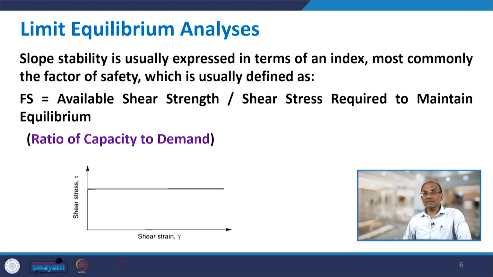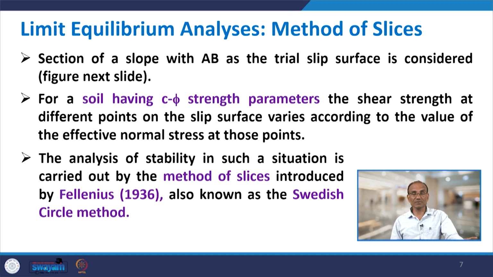The soil stability is usually expressed in terms of an index, and most commonly this index is called the factor of safety, which is defined as the available shear strength divided by the shear stress required to maintain equilibrium. So this is basically the ratio of capacity to demand. Now how to find this factor of safety for the static case as well as the seismic case, we will discuss in one numerical example.